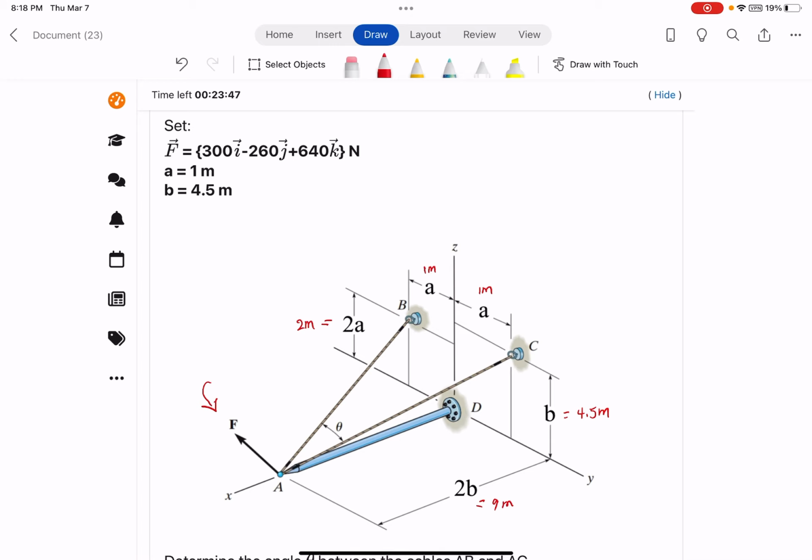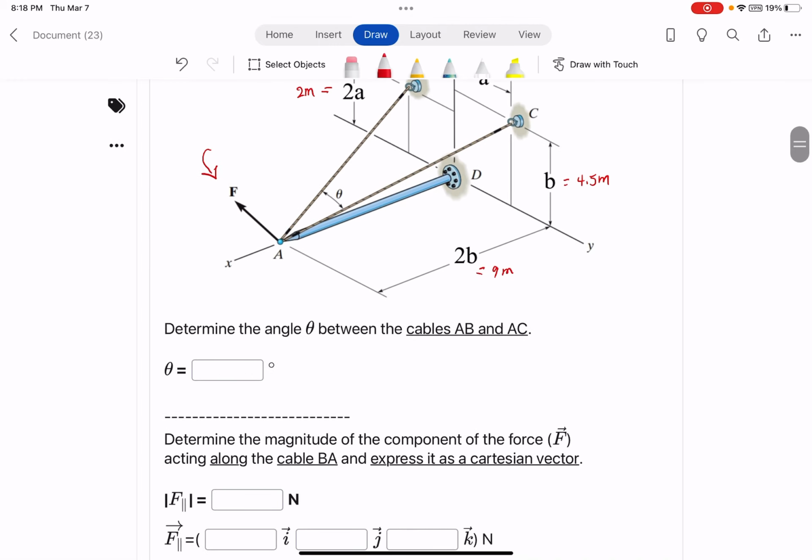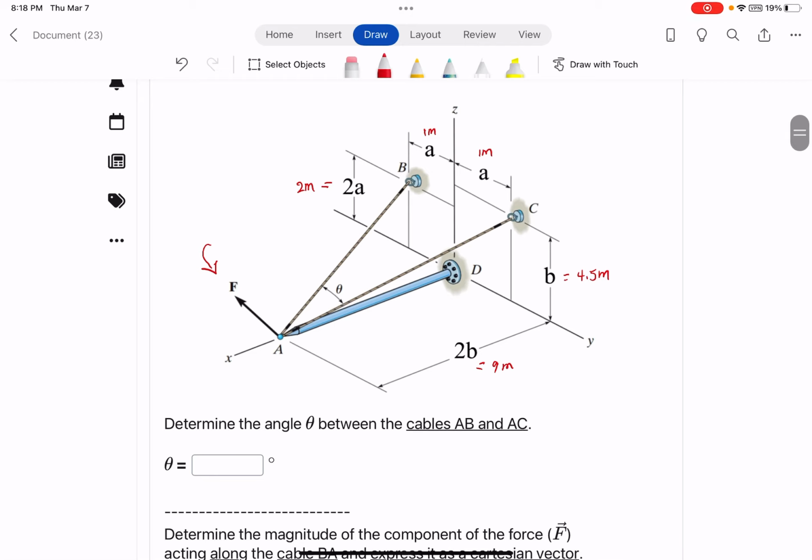What is required? They want to find the angle between these two cables. We could notice in this cable AC and cable AB, they have an angle between them. They want to find the angle between cable AC and cable AB. So what is the angle between them? Now, we don't have the force of cable AC and cable AB, but we could use the unit vector of the cable AC and cable AB and replace it with the force.